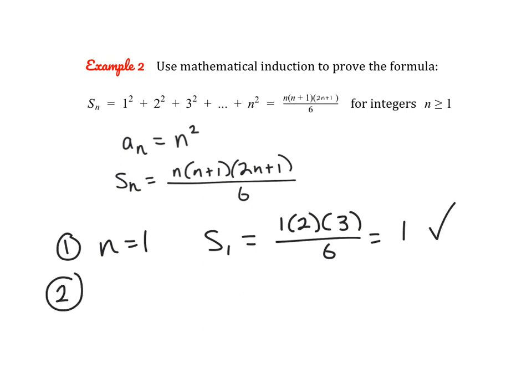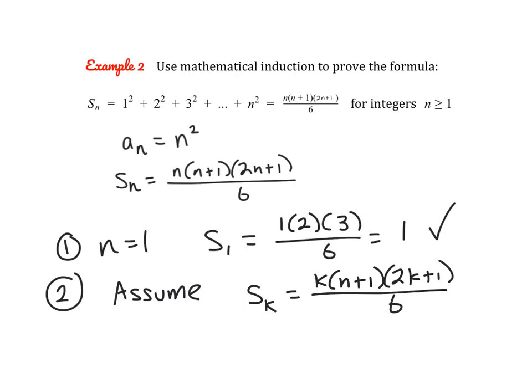So step 2, we can make our assumption. We're going to assume that this rule works for the integer k, that it is a true statement. So saying if you substitute k, it will work. So k times k plus 1 times 2k plus 1 over 6. We are going to use this as a fact. We're going to substitute it later.